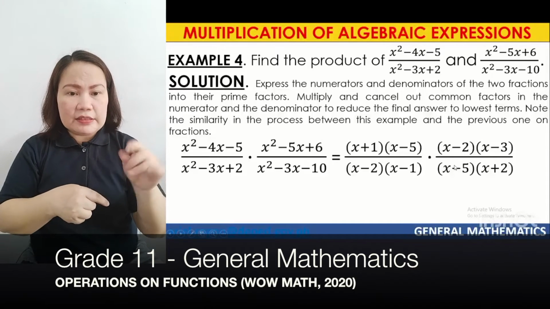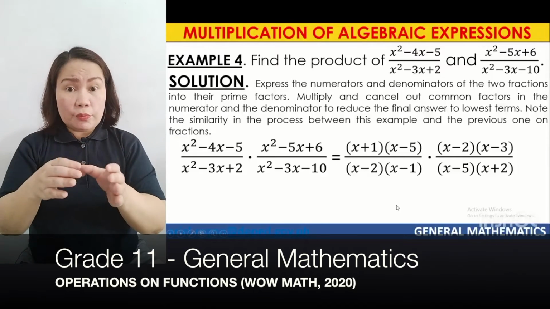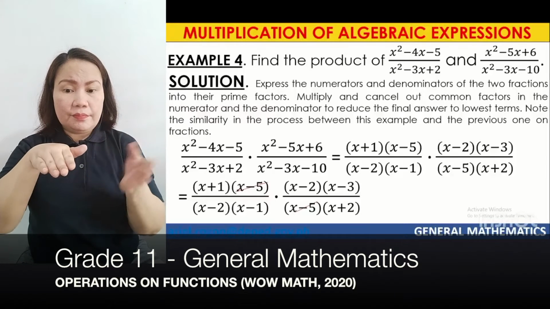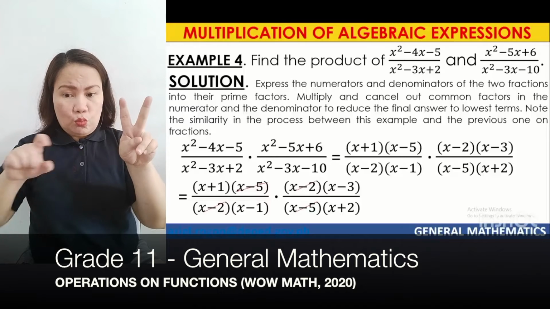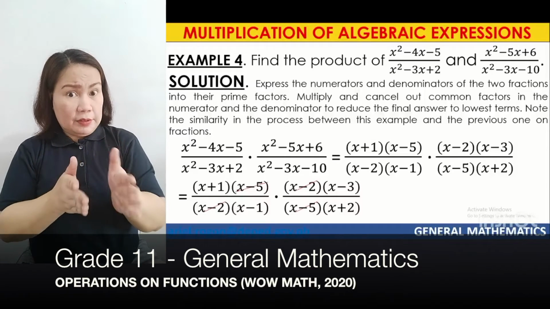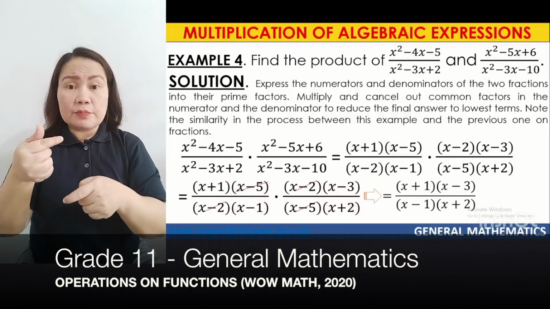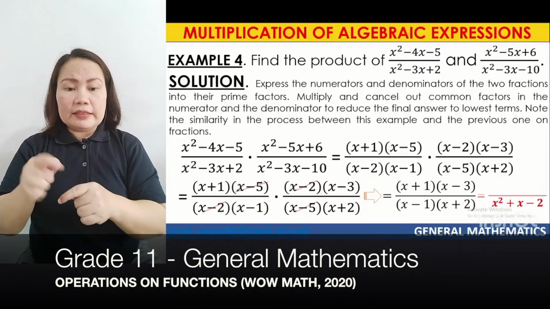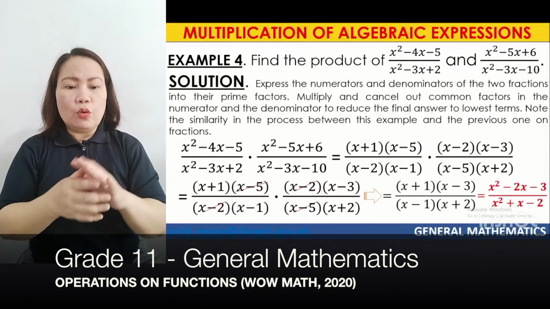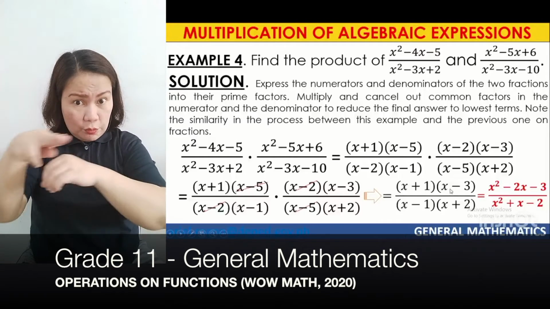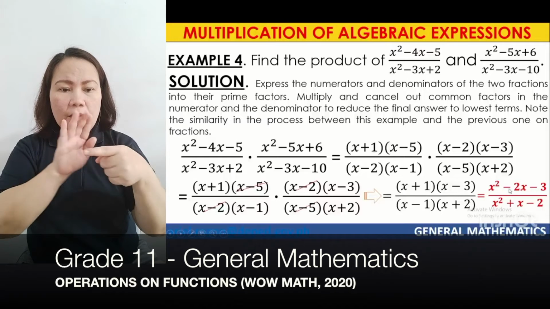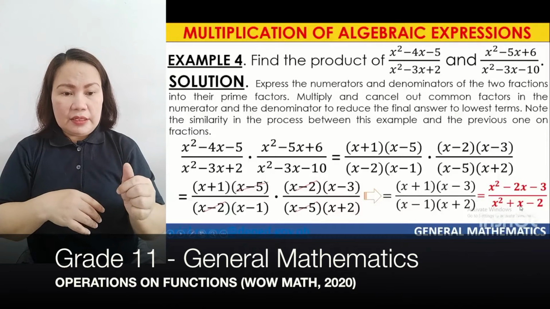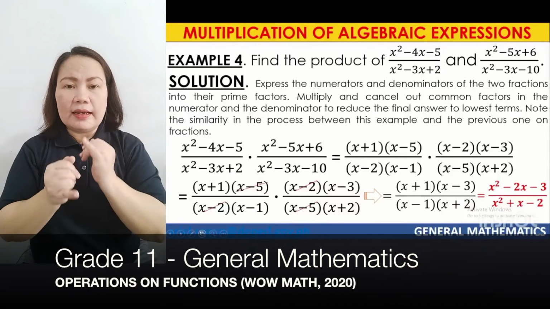So, makikita nyo, pwede na tayo mag-cancellation dyan. So, ano mga-cancel natin? So, mga-cancel natin yung x minus 5, x minus 2. So, therefore, ang naiwan na lang as numerator is x plus 1 times x minus 3. And sa denominator, we have x minus 1 and x plus 2. Or, pag in-express nyo to, yung factor nito, that is x squared minus 2x minus 3 all over x squared plus x minus 2. So, yan yung final answer natin.